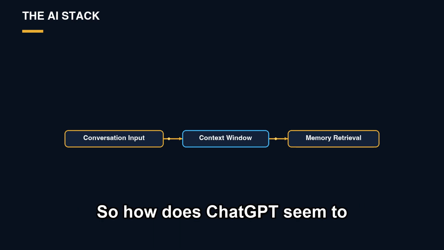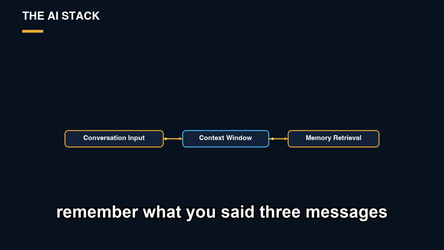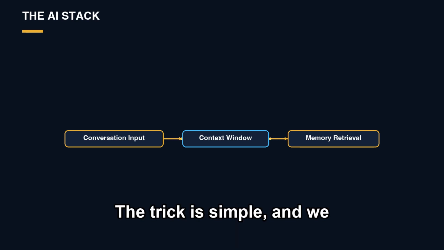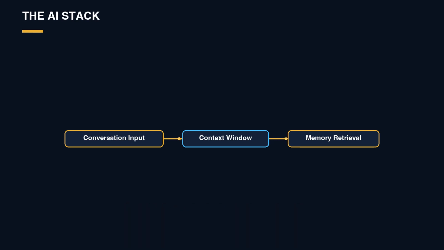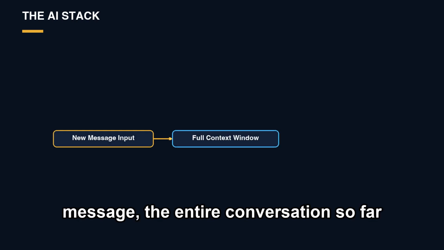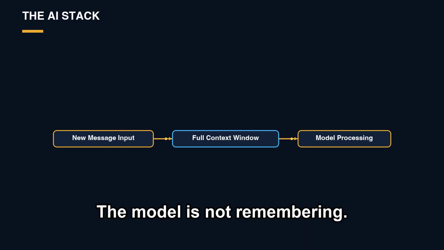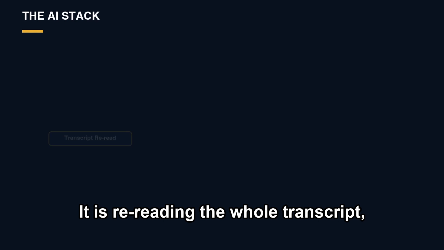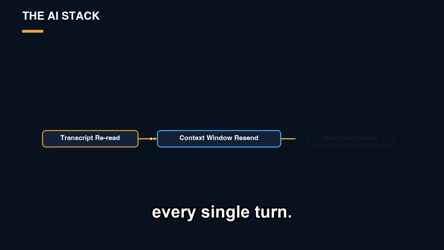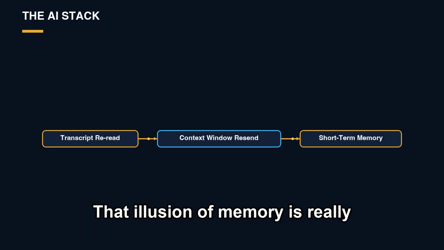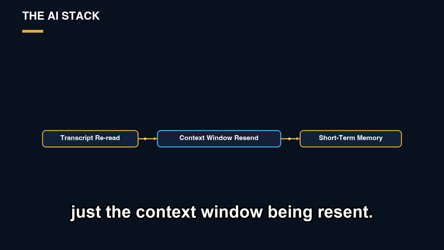So how does ChatGPT seem to remember what you said 3 messages ago? The trick is simple, and we met it back in episode 4. Every time you send a new message, the entire conversation so far is sent along with it, packed into the context window. The model is not remembering. It is rereading the whole transcript every single turn. That illusion of memory is really just the context window being resent.